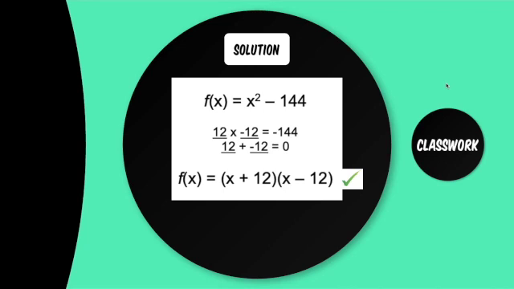f of x equals x squared minus 144. Negative 144 is my perfect square, and 12 times negative 12 is equal to negative 144. 12 plus negative 12 is also equal to 0. My factored form equation is f of x equals x plus 12 times x minus 12.